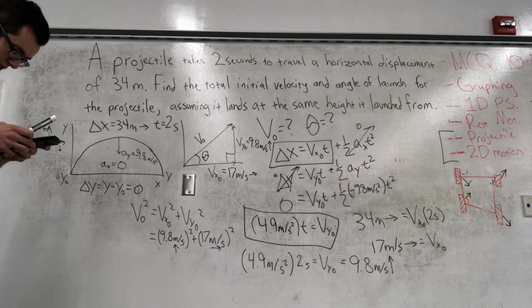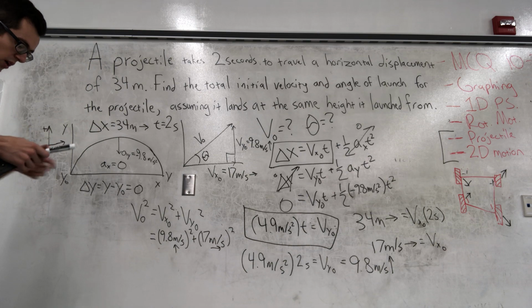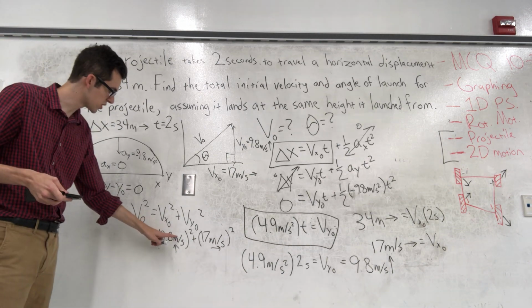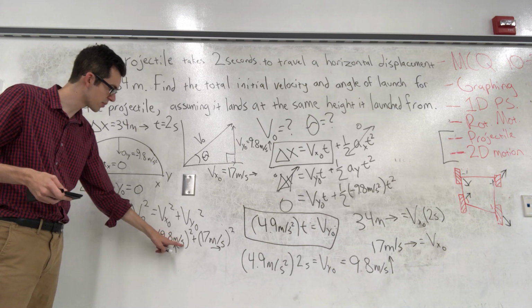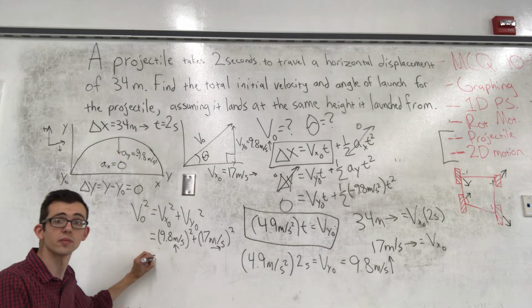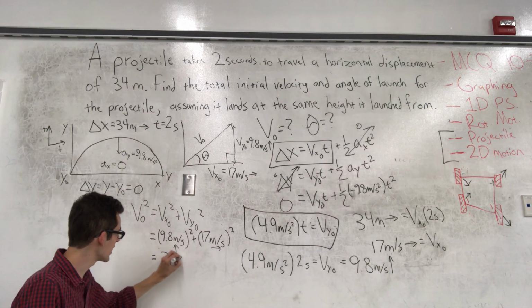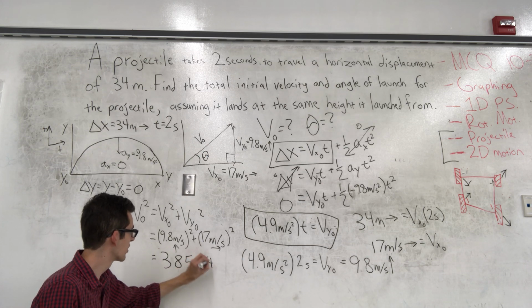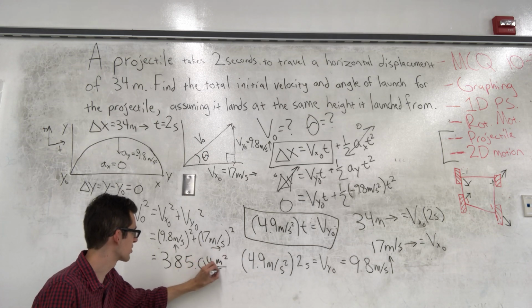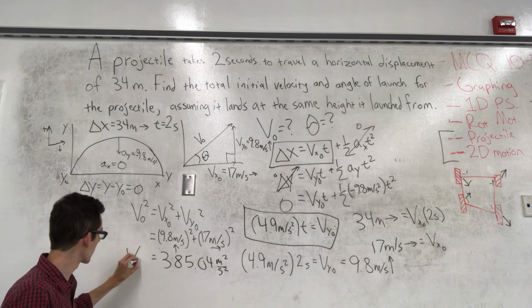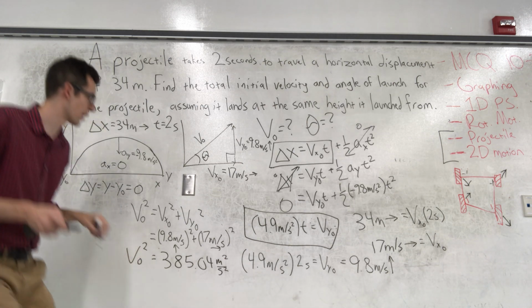17 squared plus 9.8 squared is equal to 385.04. Keep in mind, as we square our units, these will be meters squared per second squared for both values. So we get 385.04 meters squared per second squared. That is equal to our initial velocity v0 squared.